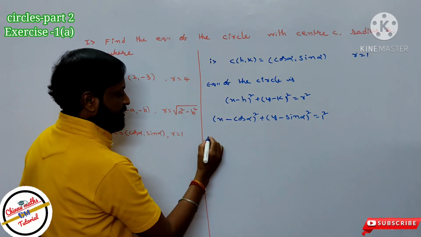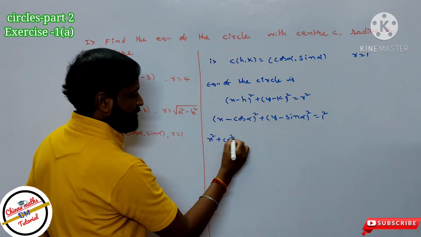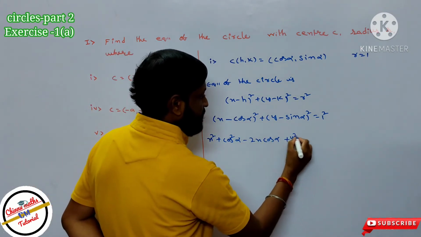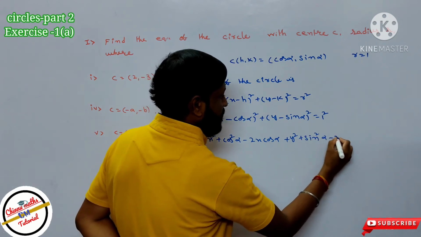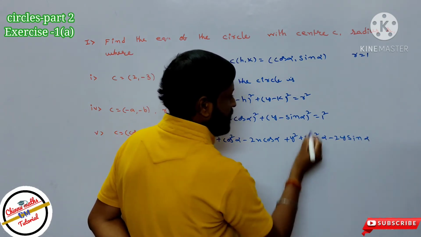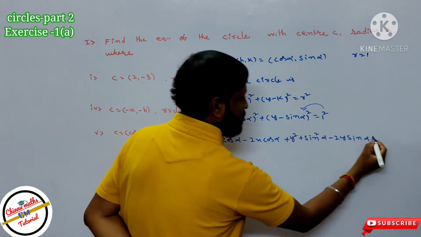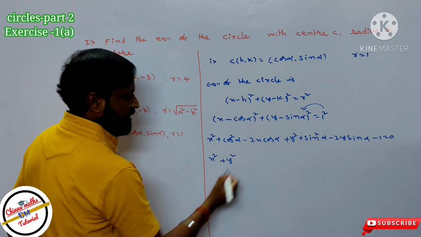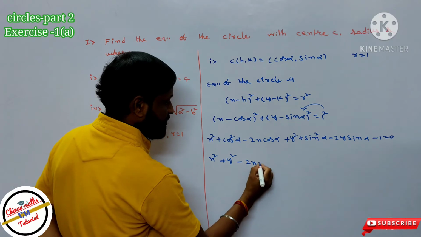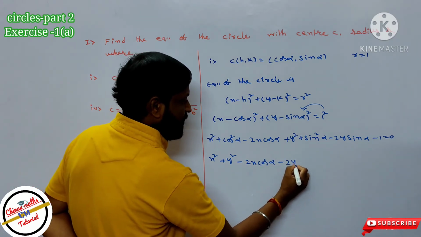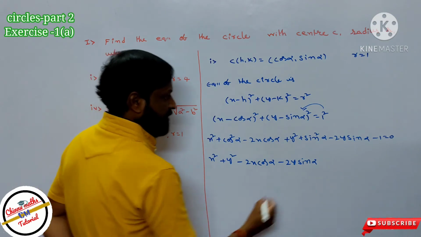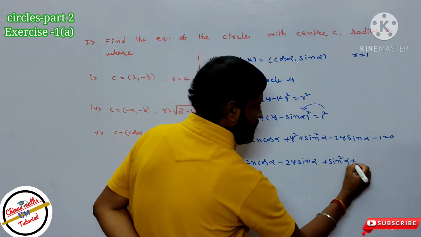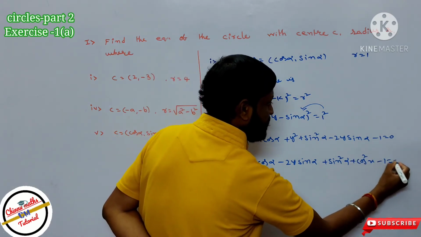Next, it is in the form of (a minus b) whole square: a square plus b square minus 2ab. So x square plus cos square alpha minus 2x cos alpha, similarly y square plus sin square alpha minus 2y sin alpha, plus 1 minus 1 equals 0. Write in order: x square plus y square, after that minus 2x cos alpha minus 2y sin alpha, the remaining values are plus sin square alpha plus cos square alpha minus 1 equals 0.